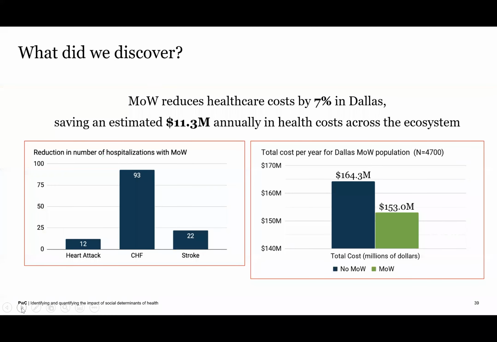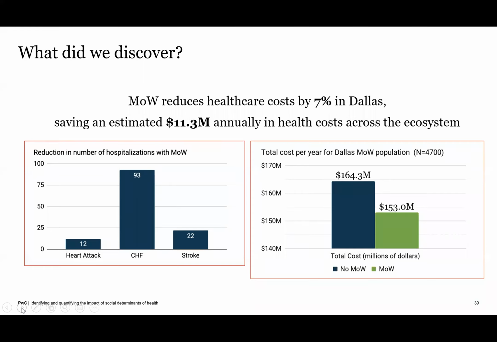And so we see how people's health has changed, and we see the 61% ROI, and we see this reduction in loneliness. So what does this really mean for the larger population? In our findings, we found that it led to a 7% reduction in healthcare costs in Dallas, which is huge considering that these costs are in the millions. Without Meals on Wheels, we're looking at a $164.3 million healthcare cost.